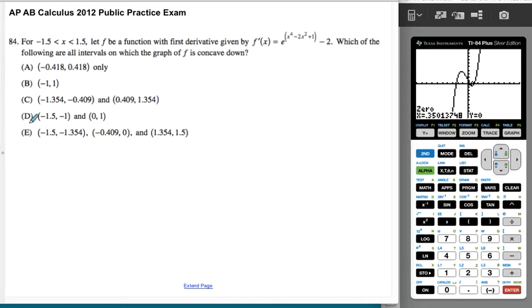For the window, so this is definitely calculator required. For the window from negative 1.5 to 1.5, we have this ugly function, right? Which of the following intervals is the graph of f concave down?